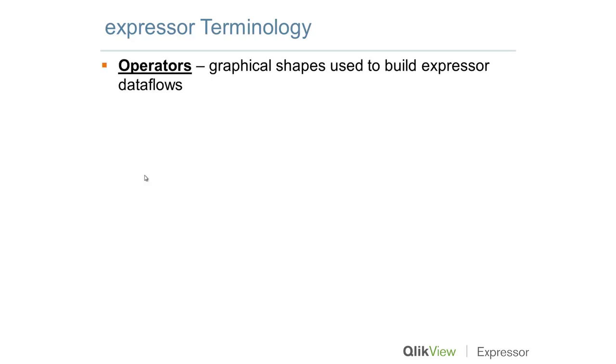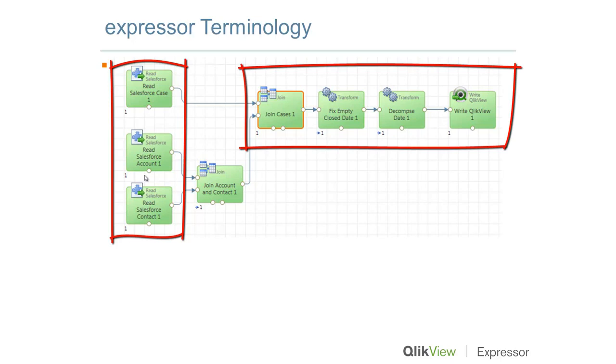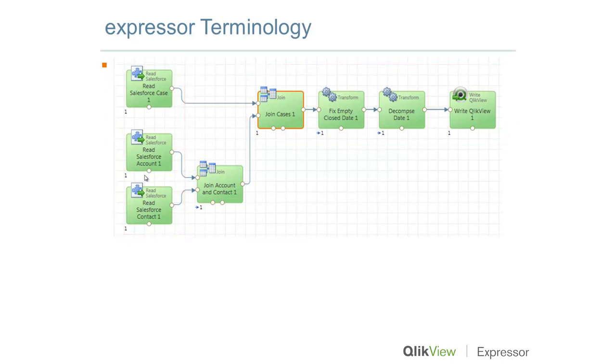Below will appear some basic definitions of the terminology I will be using. It will better prepare you for the content that is to be demonstrated in this video. The first term is operators. Operators are the icon-like shapes used when building Expressor data flows. They consist of read, write, transform, and many others. You connect them to other operators to control the flow of data, hence the term data flow.